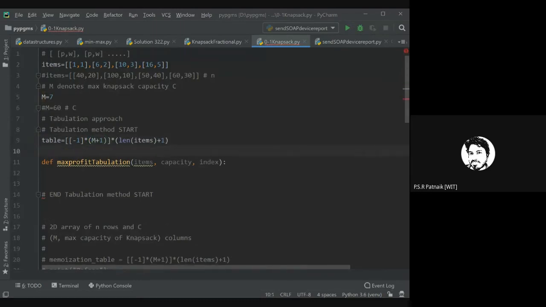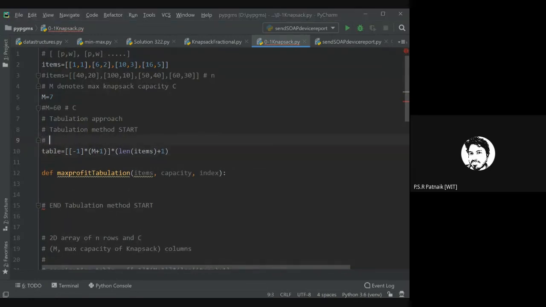Okay. After creating the table, what would the next approach be? I have created a table and initialized it with -1. After that, I have to do something which is very trivial. I did not write a very complex code to design that. So what is it? Initialization of table.